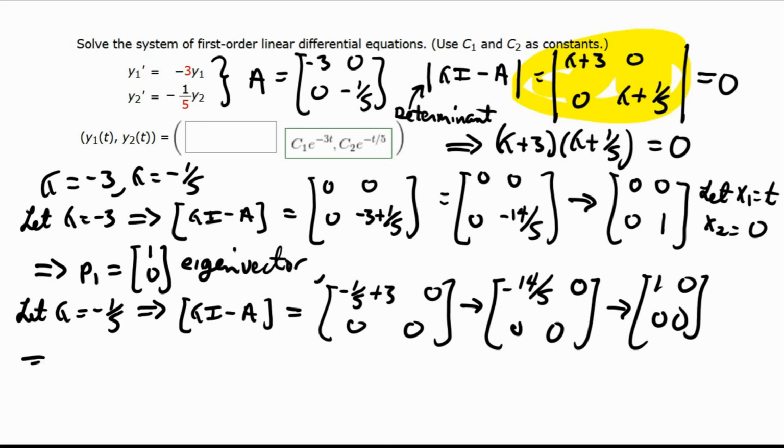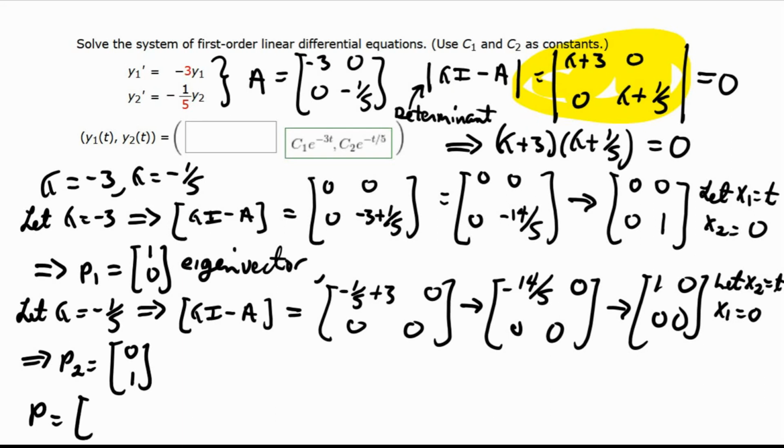Now that implies that the eigenvector for this one, notice that we'll let x of 2 equal to t, x of 1 is equal to 0. So this gives us 0, 1. So the matrix P is what we're after. The matrix P consists of the two eigenvectors, this one and this one. And so that's 1, 0, 0, 1. Just the identity.